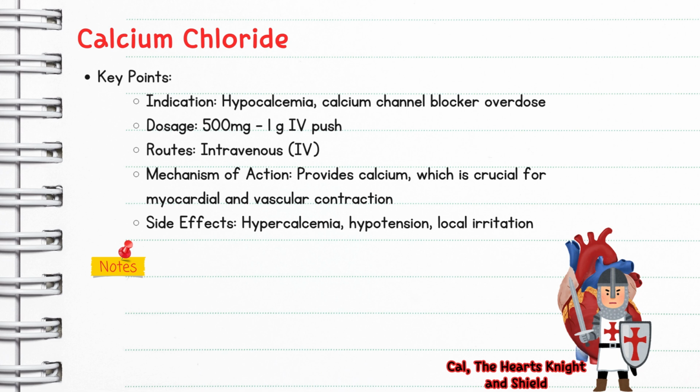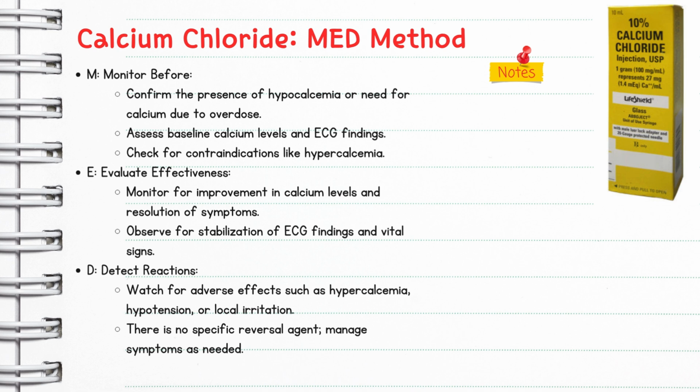Okay. So side effects, obviously, if I'm giving calcium, the side effect could be too much calcium. It can also cause hypotension and local irritation to the area. It can burn the IV site that it's going into. So the med method, before we give it, we're going to check lab values for hypocalcemia. So if their calcium isn't low and it's high, we're not going to give calcium, right? Also, we're going to look at the ECG. We're going to make sure that there are some arrhythmias going on that are indicated for it.